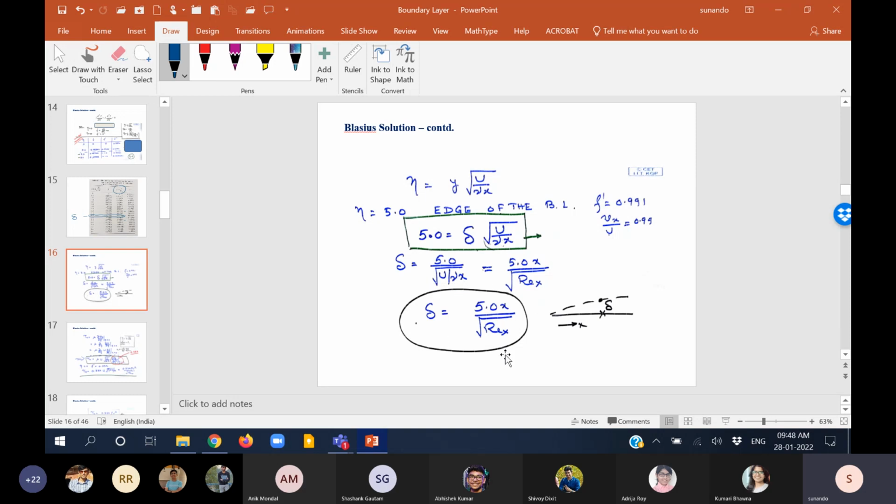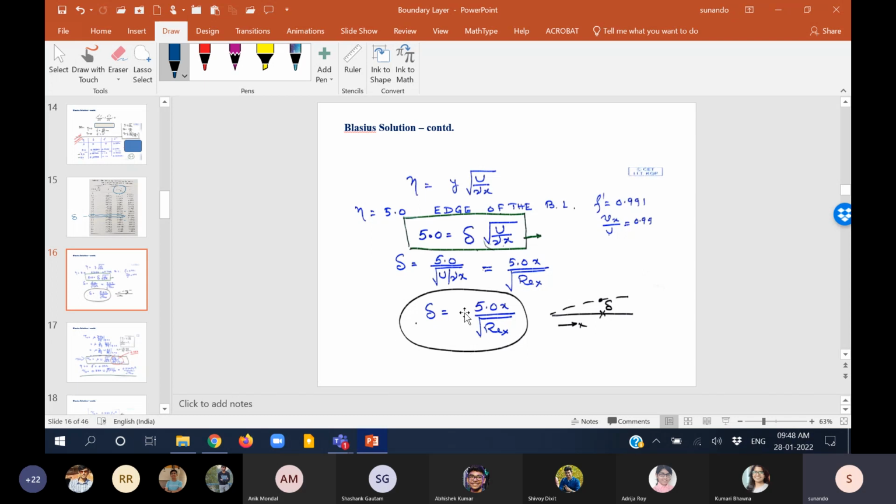And this correctly captures the behavior of delta, that initially it's going to rise very fast, and then as the value of Re_x increases, the rate of growth progressively decreases, and for large values of x there is going to be a very small change in the value of delta.